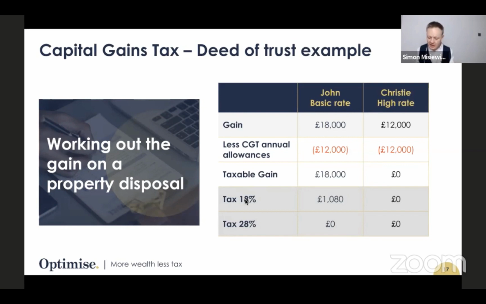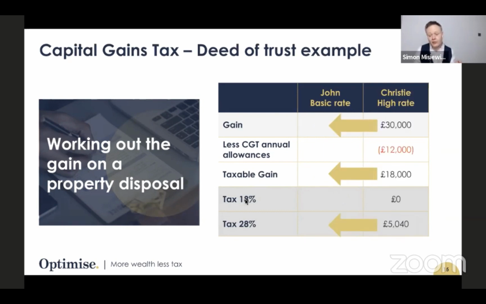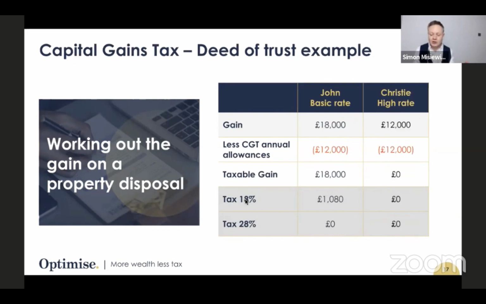So you are changing the tax position. Originally it was £5,040 by Christy having the property in her name, down to £3,240 by transferring all over to John, and then it's lessened even further by being really specific about the percentage of ownership of the property, and now we're down to £1,000. So that's a saving of £4,000. How much did that cost you? Well, £300 for a deed of trust, maybe £200 for tax advice, £500 in total. Not bad.